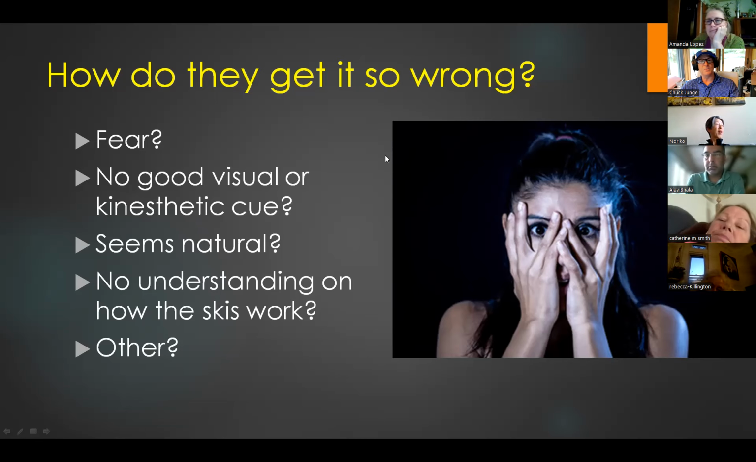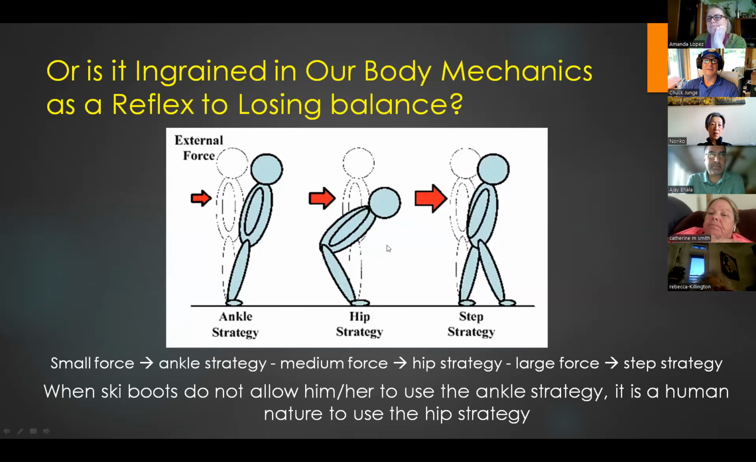So, any other reasons why they get it so wrong? I'm going to suggest that there might be one more, and this is kind of along the lines of Noriko. I'm going to let her talk about this a little bit more because this is kind of her thing. Is it ingrained in our body mechanics as a reflex to losing balance?